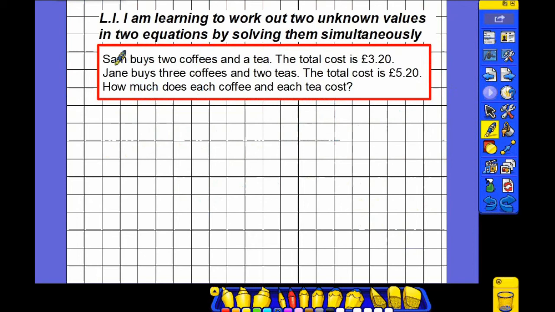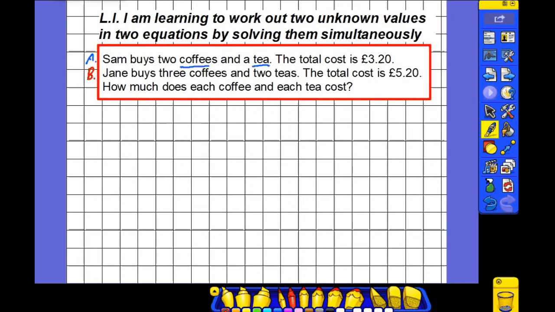So we have Sam buying 2 coffees and a tea, and the total it costs him is £3.20. We've got Jane buying 3 coffees and 2 teas. The total it costs her is £5.20. That is all the information we have, and we have to work out, what does each coffee and tea cost? Well, what I'm seeing here is that we've got 2 unknowns. We've got a coffee and a tea, and we've got 2 equations. We've got equation A here, and we've got equation B here.